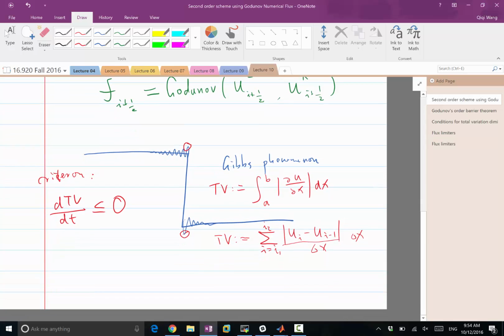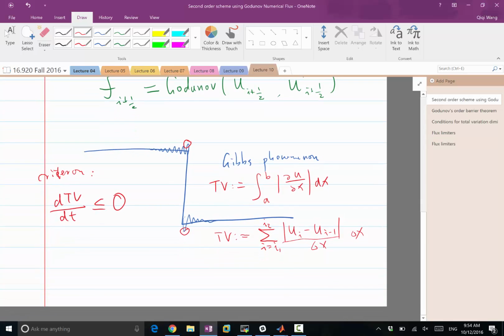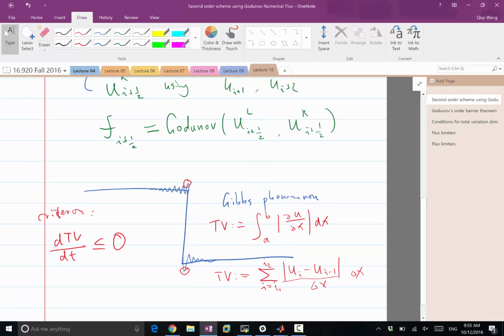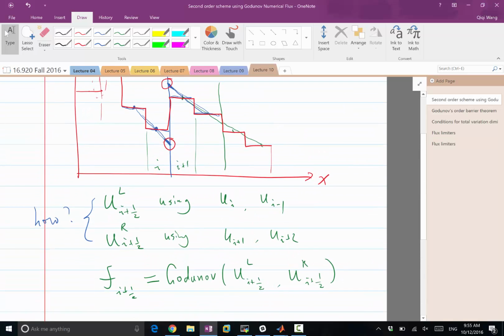Also, most of the time when we have a discontinuity, that's when we have a nonlinear conservation law. We have characteristics running into each other. If you have linear conservation laws, all the characteristics are parallel to each other, and you rarely have discontinuities that are as sharp as that. So the objective in this lecture is to reconstruct the solution to second order accuracy without overshooting.